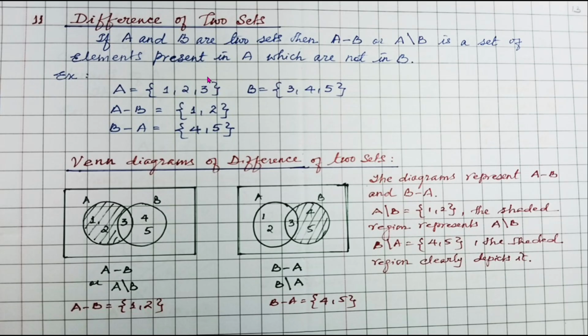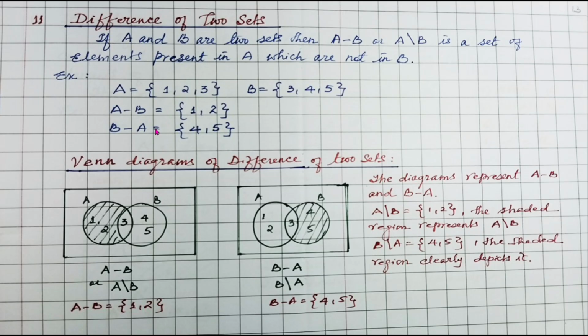Now for example, let us take a set A is equal to 1, 2, 3, that is, 1, 2, 3 are the elements of A. B is a set with elements 3, 4, 5. Now A minus B means the elements which are not in B but in A. 1 is the element which is not in B, 2 is the element which is not in B, therefore A minus B is 1, 2.